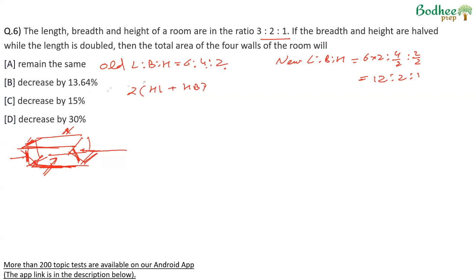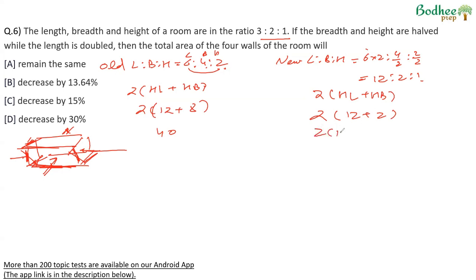So anyways, the old area will become 2 into L into H, which is 12, 6 2s are 12, plus L into B into H, which is 8. So 2 into 12 plus 8 is 20 into 2, 40. In the new case, area will be 2 into HL plus HB, which will be 2 into height and length, 12 ones are 12, height and breadth, 2 ones are 2. So 2 into 12 plus 2 is 14, which is 28. Therefore, we see that the area goes from 40 to 28.